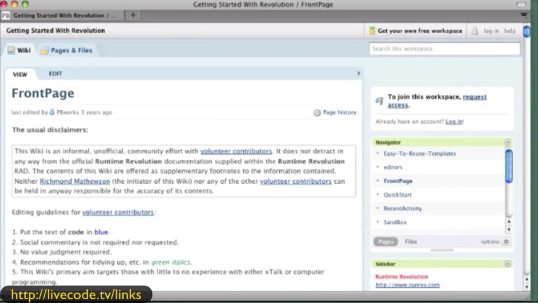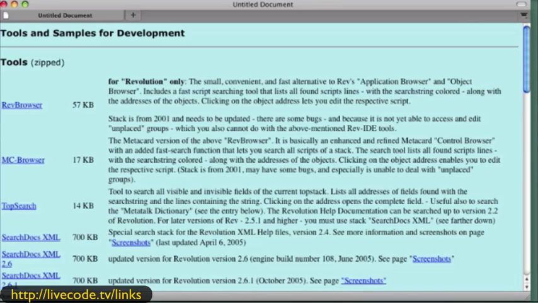Here's one that's a wiki, getting started with Revolution. And there may be some good guides here, some good things that help for quick start pieces. The basic idea is these resources, if we collect them and bring them up to date, could be quite valuable. And maybe Livecode TV might be a good site.